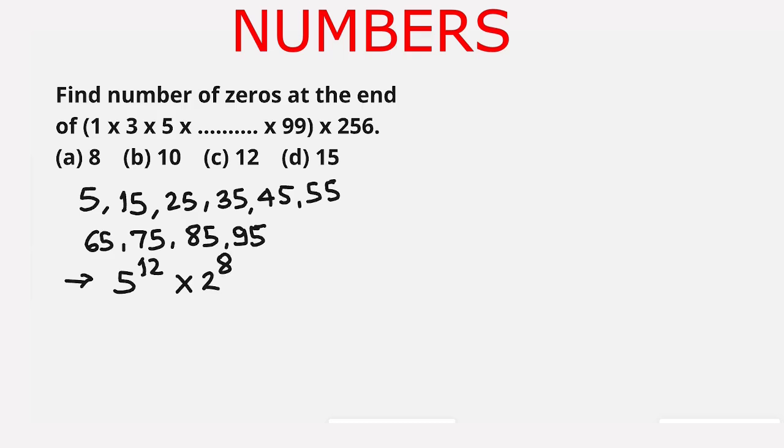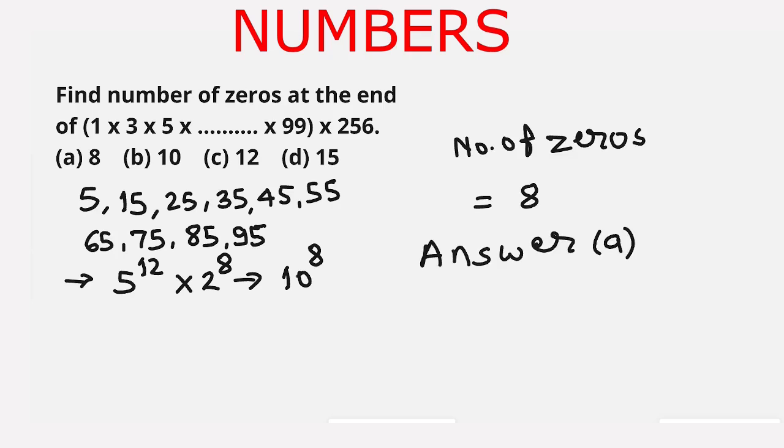So the total number of 10s we are going to get is 10 to the power 8. We will take 5 to the power 8 from 5 to the power 12, multiplied by 2 to the power 8, and that will give us 10 to the power 8. So the number of zeros in the given question is 8. And from the given options, our answer is option A, 8.